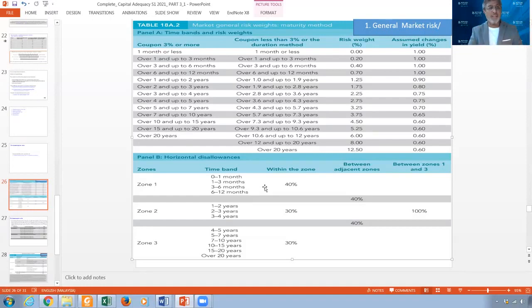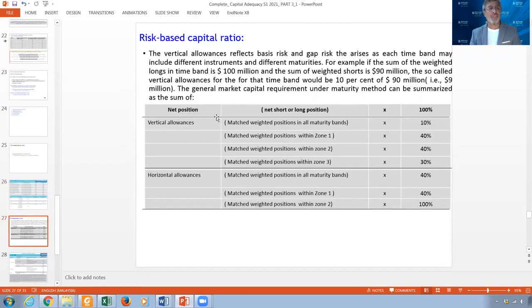But when you do that, there will be basis points, because the interest rates will not move the same. And there is also a gap between the net short and the net long in each of those bands. Anyways, I know it's a headache, but it's like this. So they provide what we call horizontal disallowances and vertical disallowances. And this is how they work. Now, how do we apply all of those? Let me take you to this example.